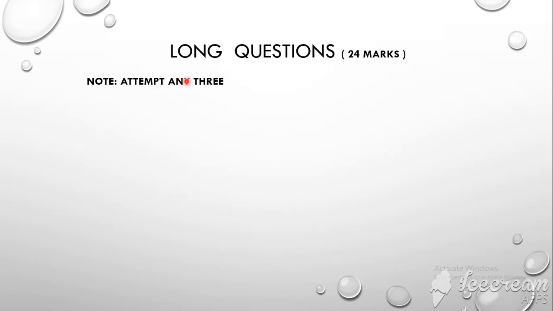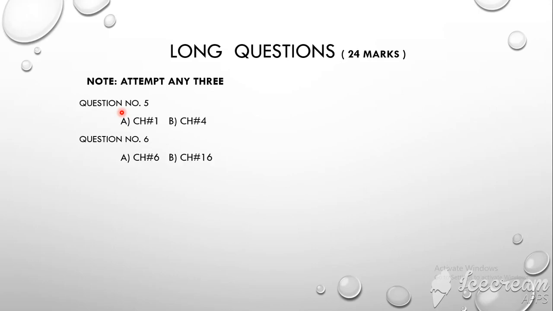The second portion of the subjective part: you have to attempt 3 long questions, and keep in mind you have to attempt both parts of the same question to complete it. Like question number 5 has 2 parts. The first part is from chapter 1, which has 4 marks, and similarly the second part is from chapter 4, which has 4 marks. In this way, this total question has 8 marks.